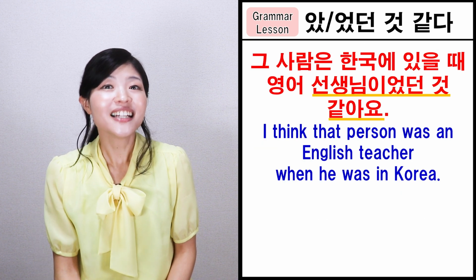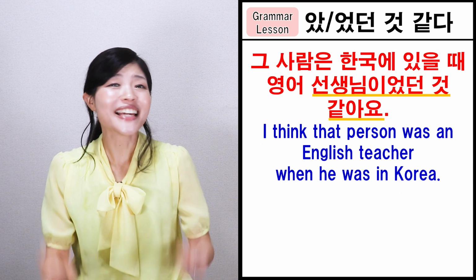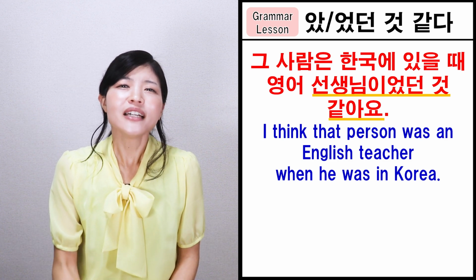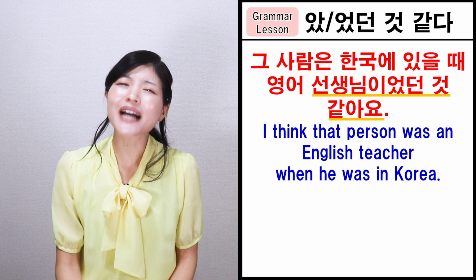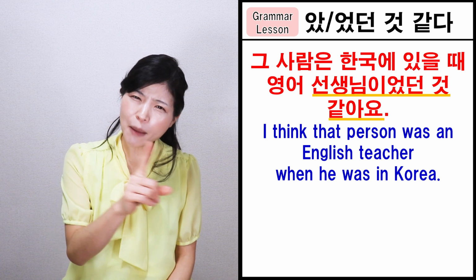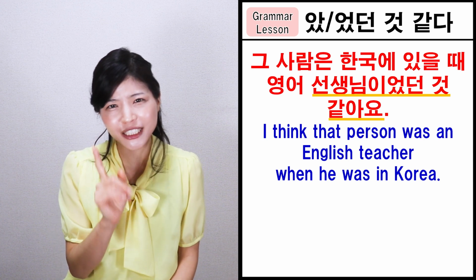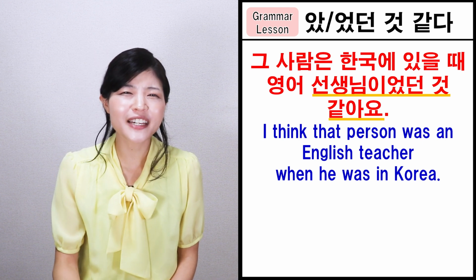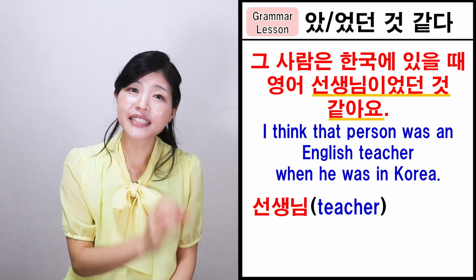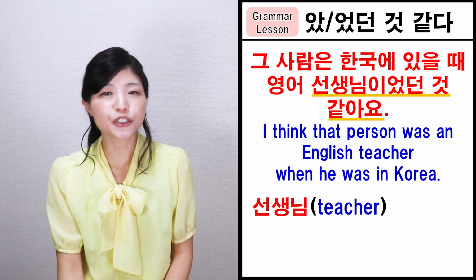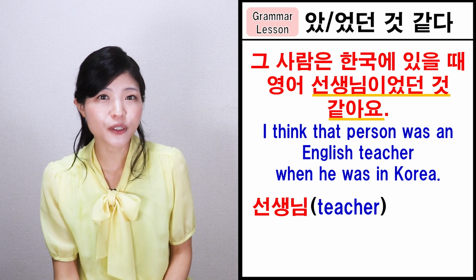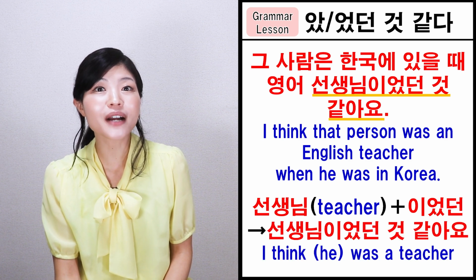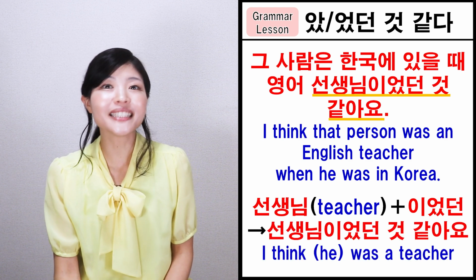Okay? Next, let's see an example with a noun. Here you go! 그 사람은 한국에 있을 때 영어 선생님이었던 것 같아요. I think that person was an English teacher when he was in Korea. See, can you feel the feeling of uncertainty? In this sentence, 선생님 is a teacher. Since it has a final consonant, you attach 이었던 to make 선생님이었던 것 같아요. I think he was a teacher.